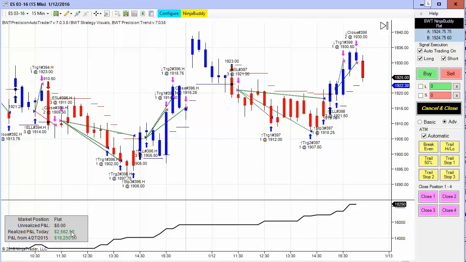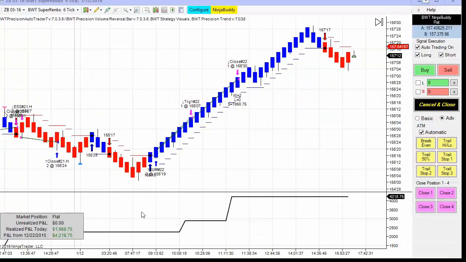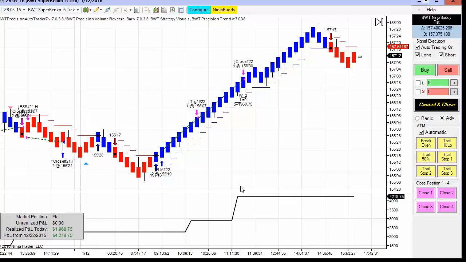So 25.62 on 3 contracts. That was today's big winner. Okay, so there's a reason I have 2 different groups of settings for the 30-year Treasury bond, and this is a good illustration of why I have 2 different settings.